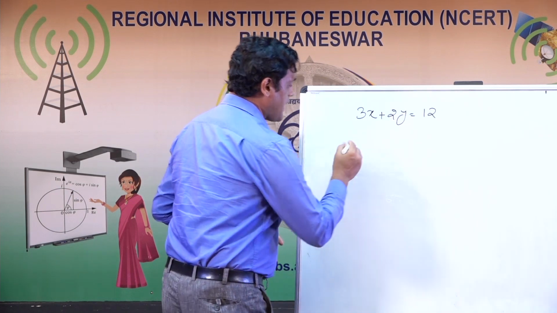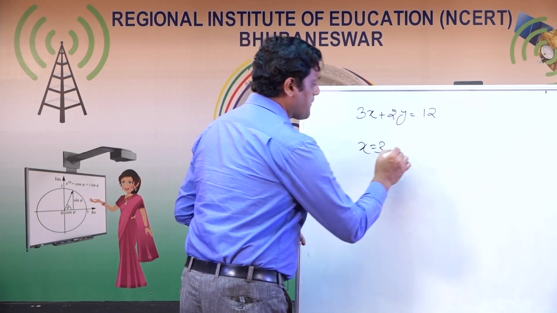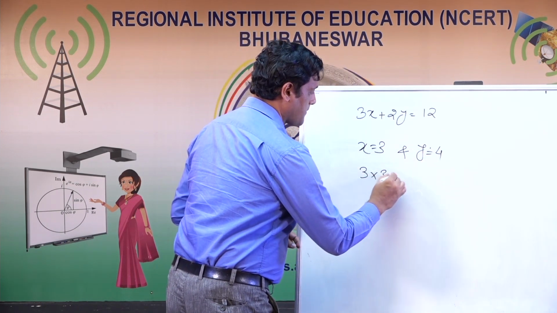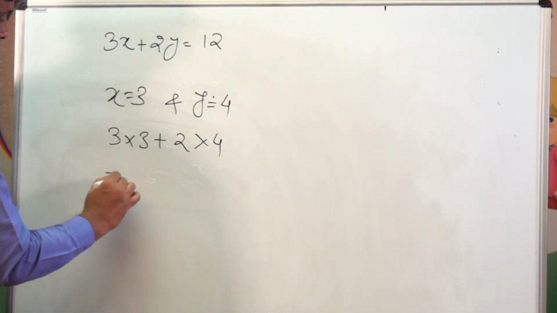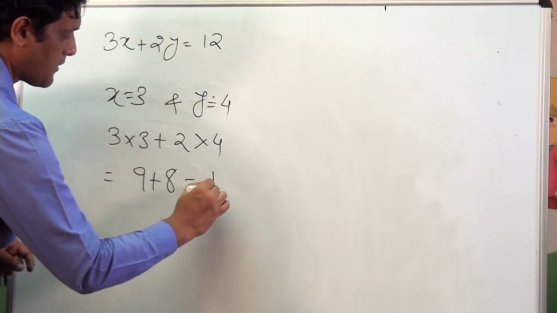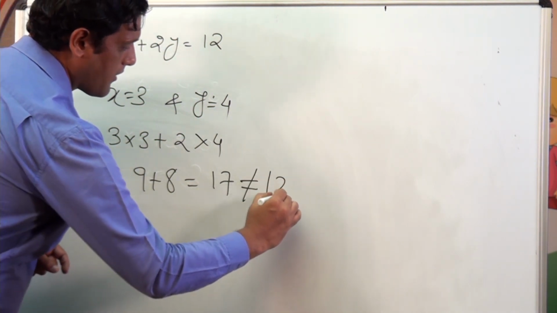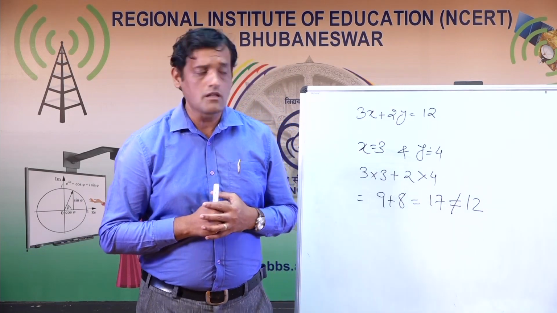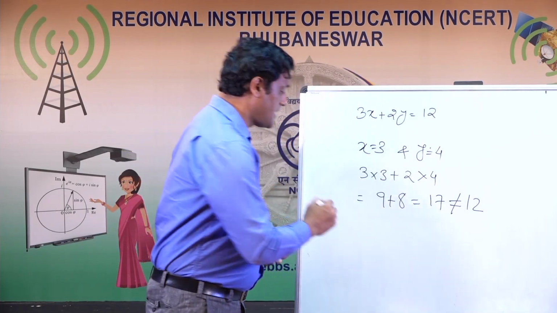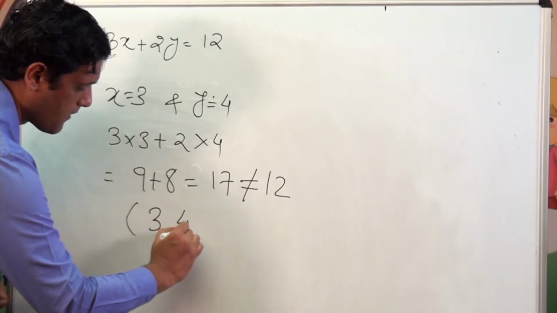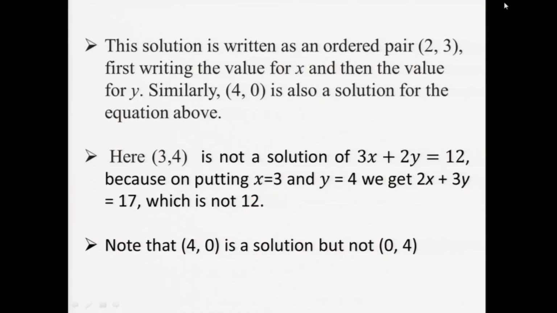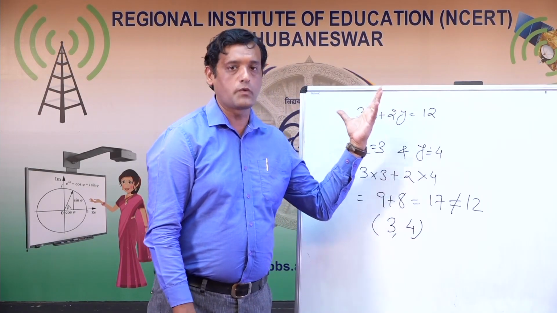So suppose x equals 3 and y equals 4, let us cross check. 3 into 3 plus 2 into 4, that is 9 plus 8, equal to 17. That does not equal 12. So what is the conclusion? It means that the pair 3 comma 4 is not a solution of the given linear equation in two variables, because it does not satisfy the given equation.